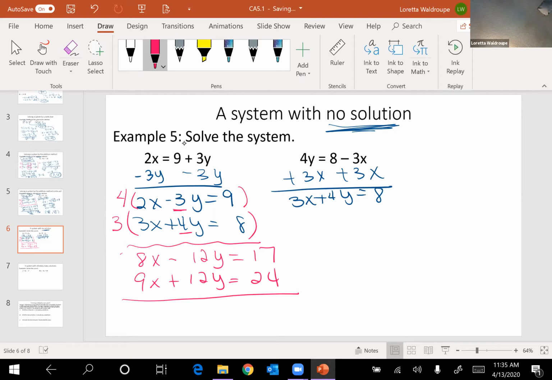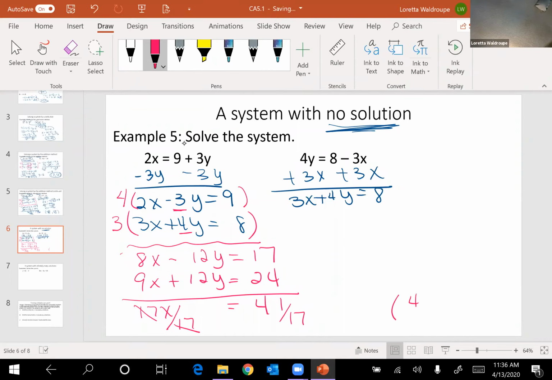And I'm thinking I made a typo when I typed this up, because this is definitely not giving me no solution. Okay? So we're going to go ahead and solve it. And then I'll do a no solution one for you at the end, okay?